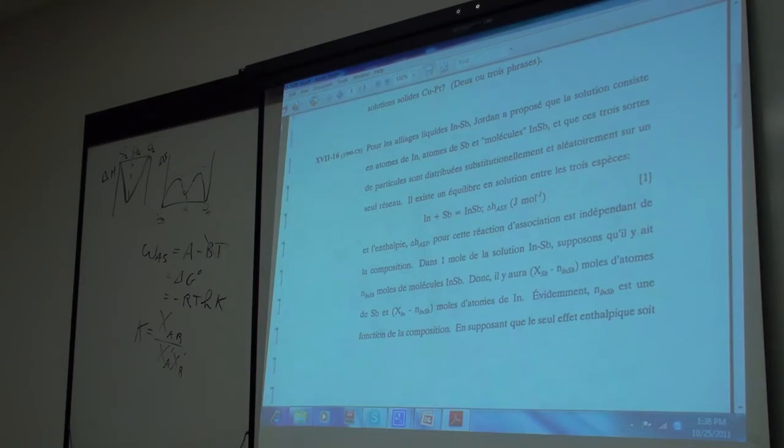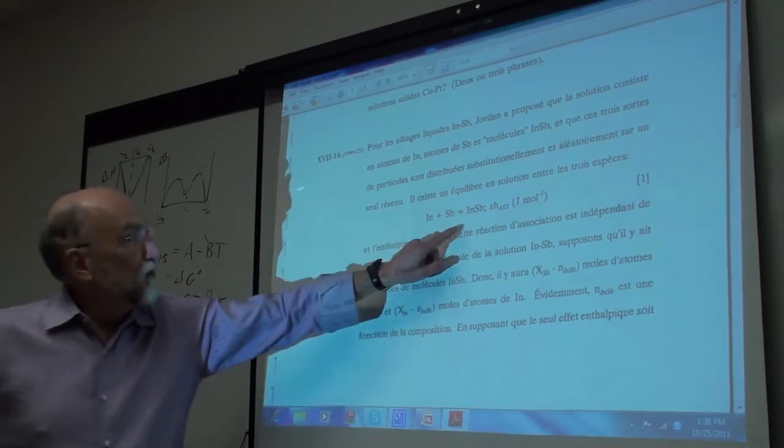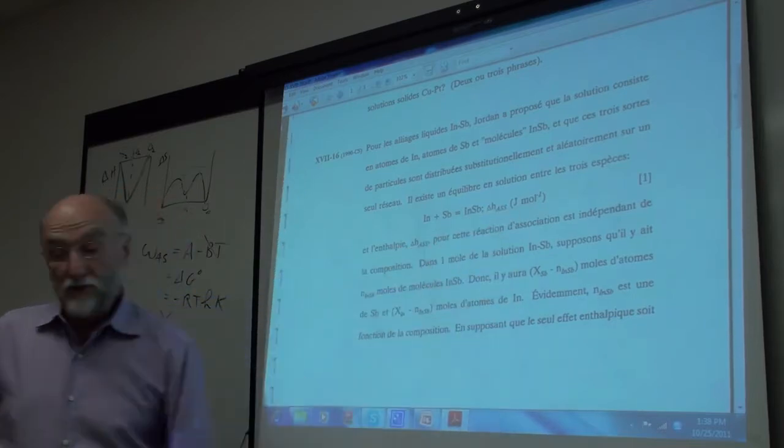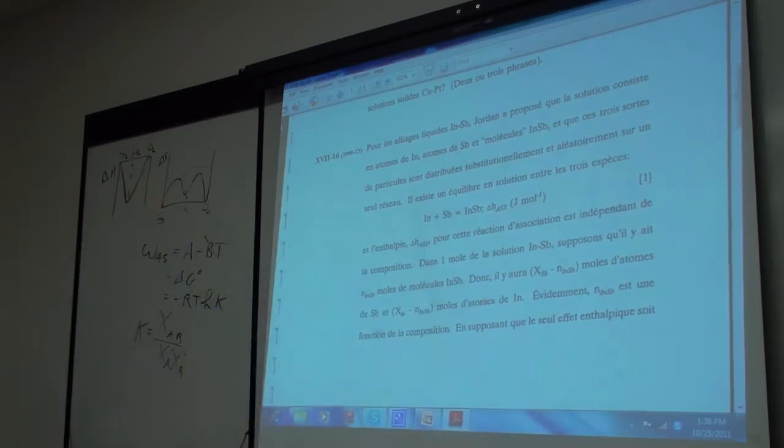For liquid indium antimony alloys, Jordan proposed, he was one of the first, this is way back when, the associate model. So basically it's the associate model. You have indium, you have antimony, and you have InSb molecules. You have a delta H of association, which is your omega. And I said just work the thing out. Well, I've basically done that for you on the slide.